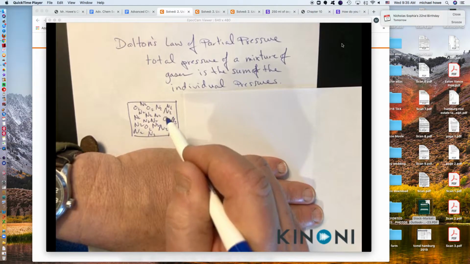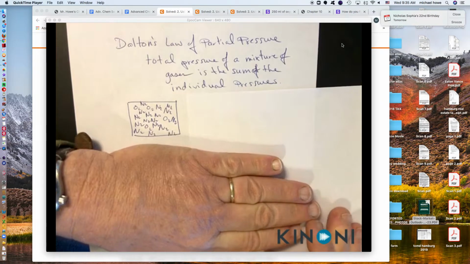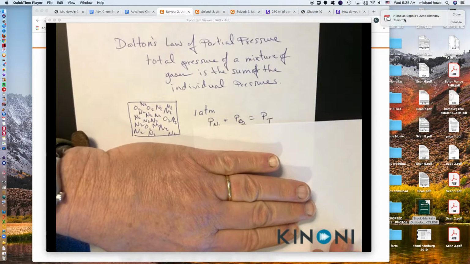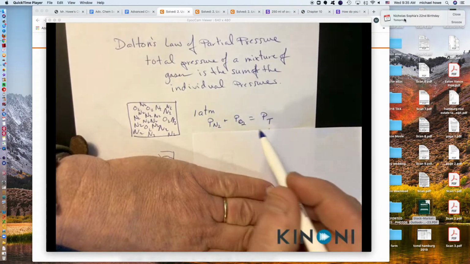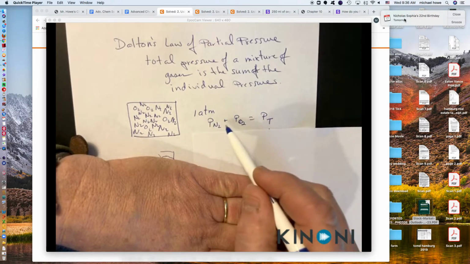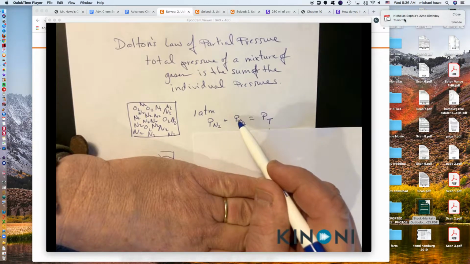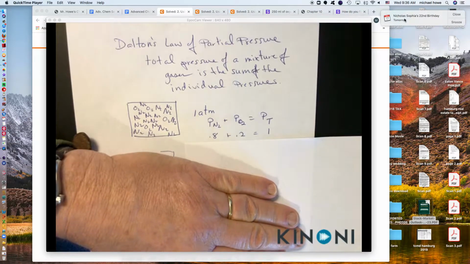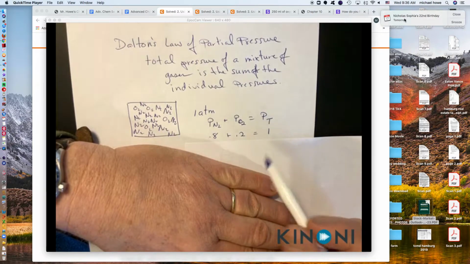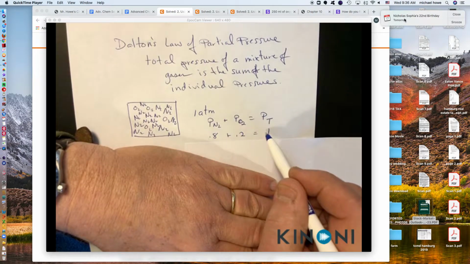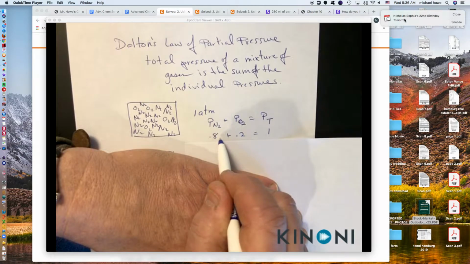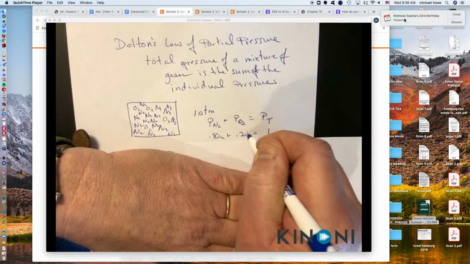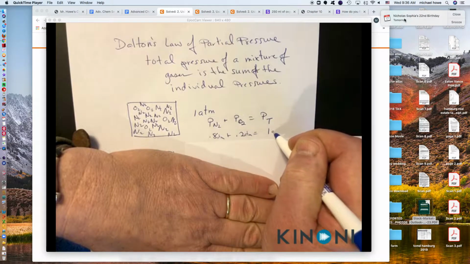Now, what Dalton's law says is that the total pressure in the room, which is 1 atmosphere, is equal to the pressure of the nitrogen plus the pressure of the oxygen. Since 80% is nitrogen, then I know that 80% of 1 is due to the nitrogen, so that's 0.8 atmospheres. So we'd say 0.8 atmospheres plus 0.2 atmospheres equals 1 atmosphere.